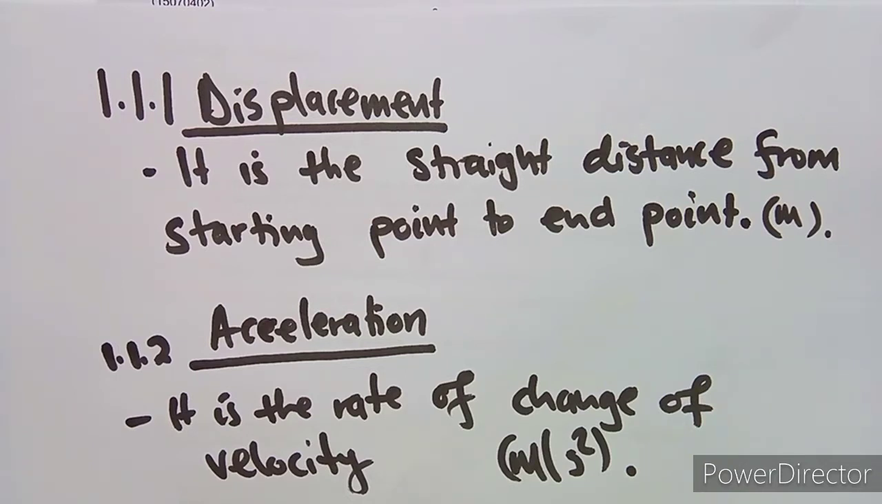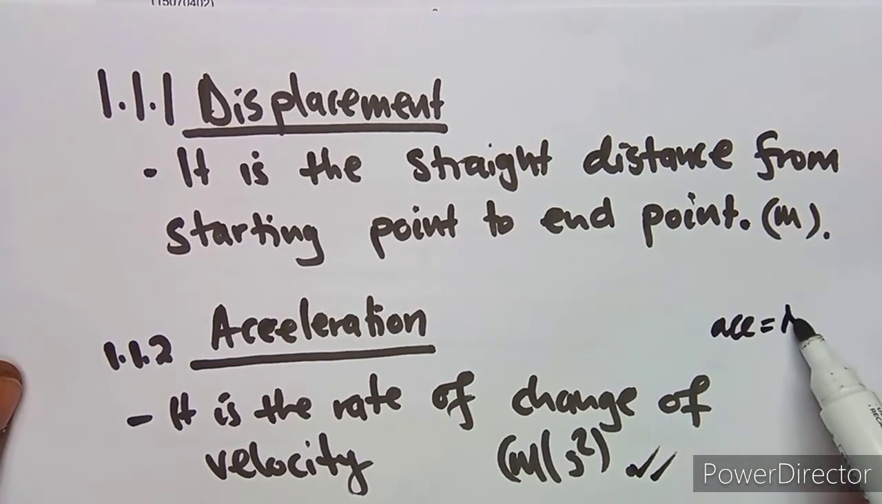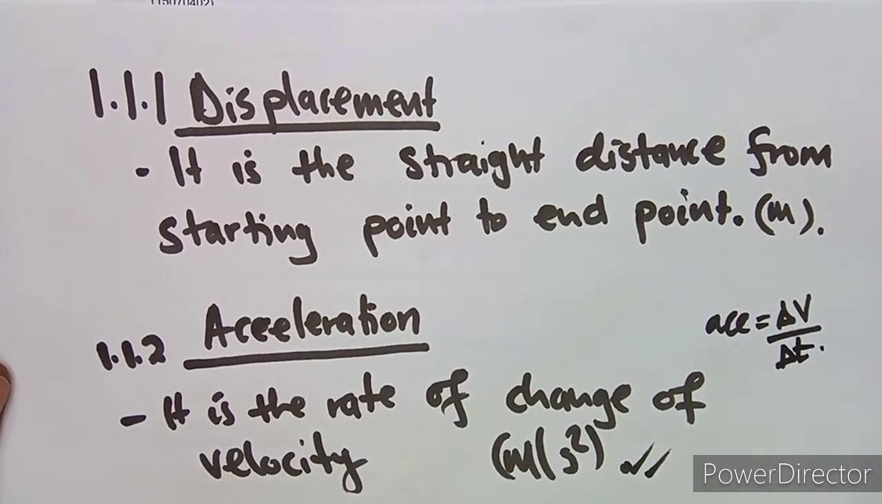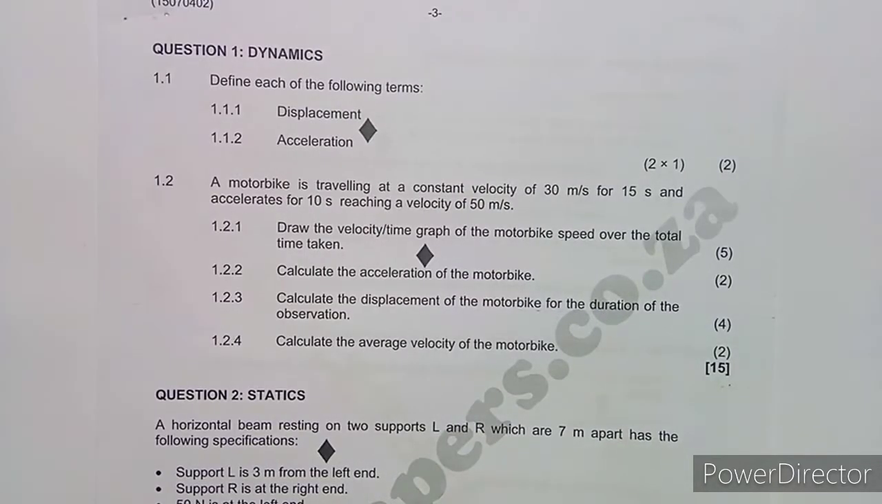Then on 1.1.2, which is acceleration, that is the rate of change of velocity, which is actually measured in what? In meters per square second. So take note that acceleration, that is the rate of change of velocity, means it's change in velocity over change in time, like that. So that is what you're actually referring to as acceleration, measured in meters per square second. So it's very, very important also to note about the units.